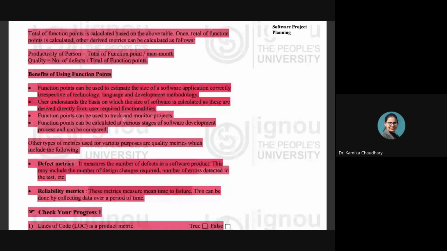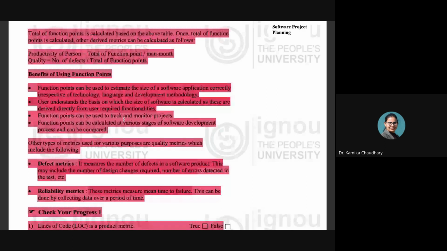Then the last advantage of the function point is that it can be calculated at the various stages of the software development process, and then it can be compared also, right? We can calculate a function point in any stage of the software development. If the software is in the designing phase, or the testing phase or the coding phase, then in the various stages the function point can be calculated, and then it can also be compared, right?